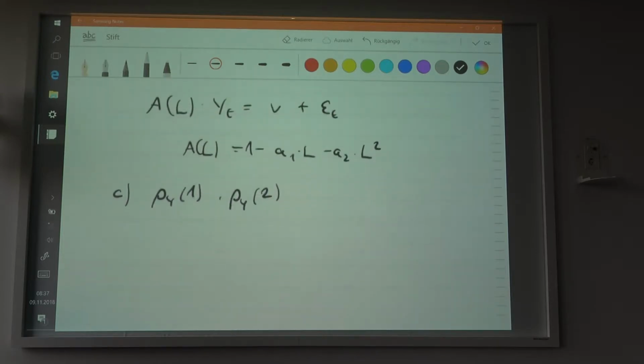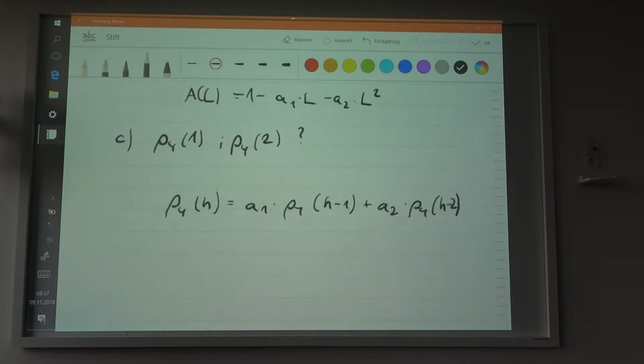And this is what we're looking for, and basically the equation that we have here is that the correlation at point h is equal to a1 times the correlation at point h minus 1 plus a2 times the correlation at point h minus 2. Okay, so a2 is the coefficient. This is what we're supposed to do here. So this is the Yule-Walker equation.